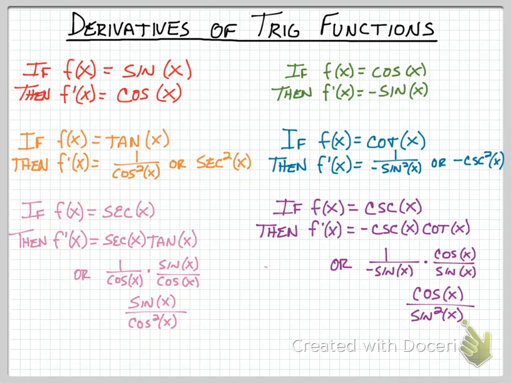Knowing that we can write these in a couple of different ways will come in handy at some point, maybe when substituting in values from our Pythagorean identities, or in various other ways that we can manipulate and modify these things. But these are the derivatives for our main 6 trig functions.